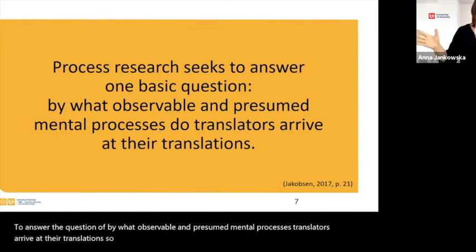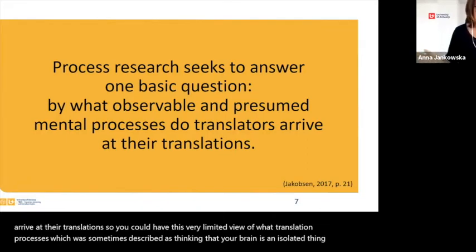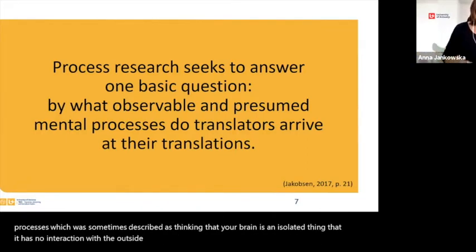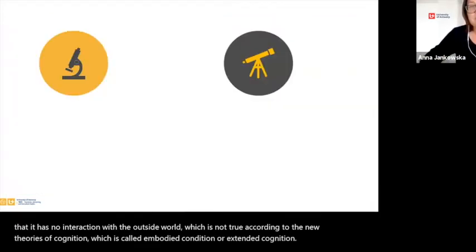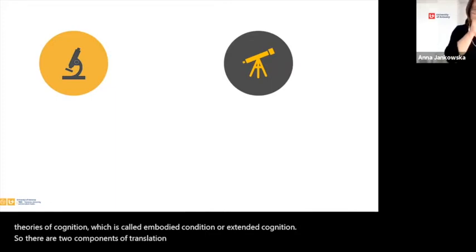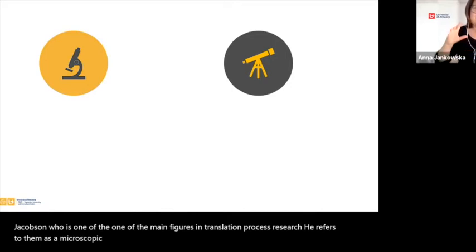So you could have this very limited view of what translation process is, sometimes described as thinking that your brain is an isolated thing, that it has no interaction with the outside world, which is not true according to the new theories of cognition, which are called embodied cognition or extended cognition. So there are two components of translation process research, and Jakobsen, who's one of the main figures in translation process research, refers to them as a microscopic view and a telescopic view.